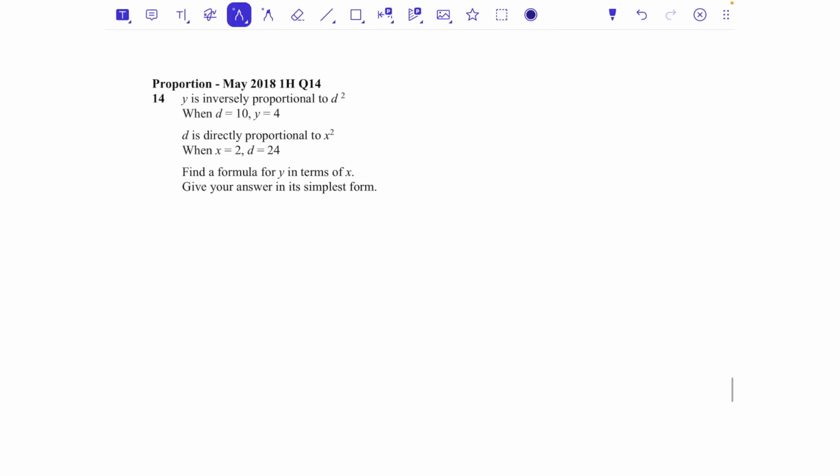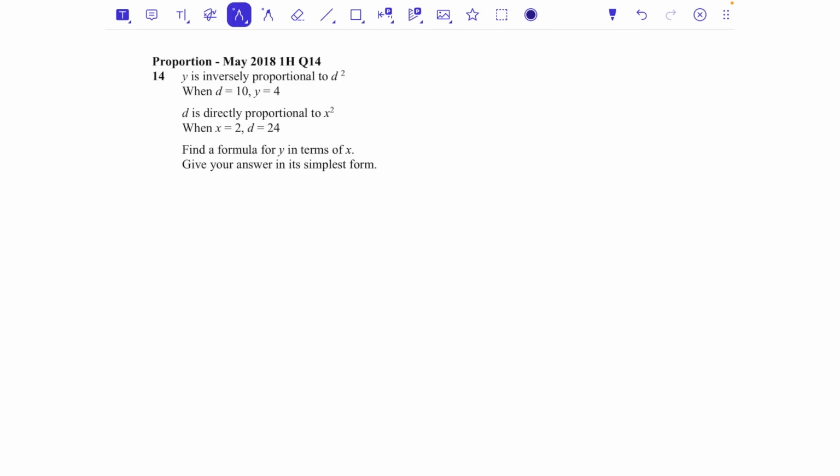Let's have a look now at proportion. Y is inversely proportional to d squared. When d is 10, y is 4. D is directly proportional to x squared. When x is 2, d is 24. Find a formula for y in terms of x. So I'm going to split this page slightly.